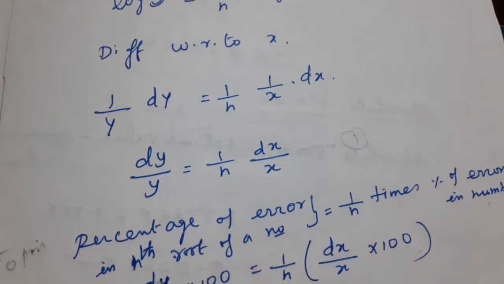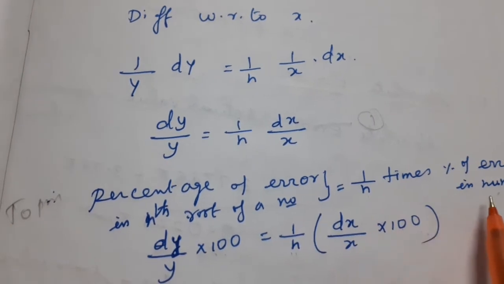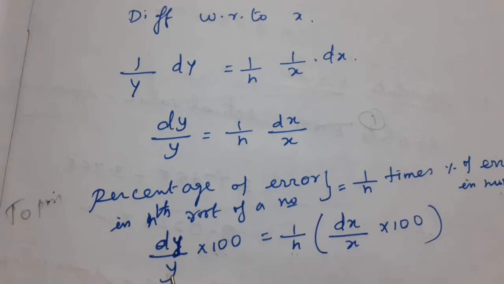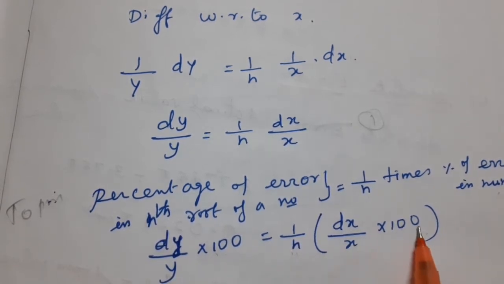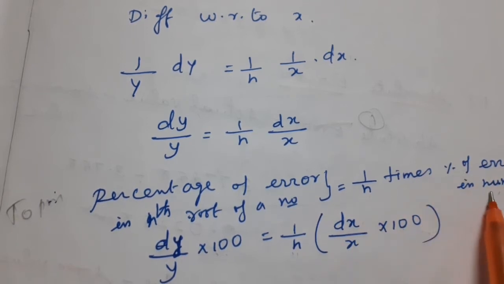Percentage of error in the nth root of a number equals 1 by n times the percentage of error in the number. That is, multiply 100 on both sides: dy by y into 100 equals 1 by n into dx by x into 100. That is, percentage of error in the nth root of a number equals 1 by n times the percentage of error in that number. Hence we have proved the result.